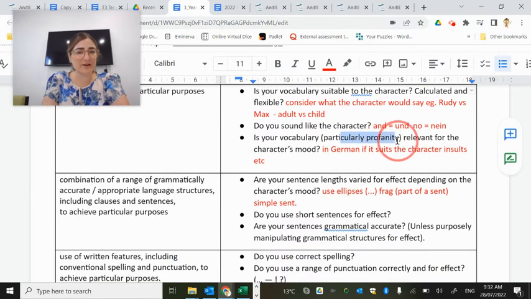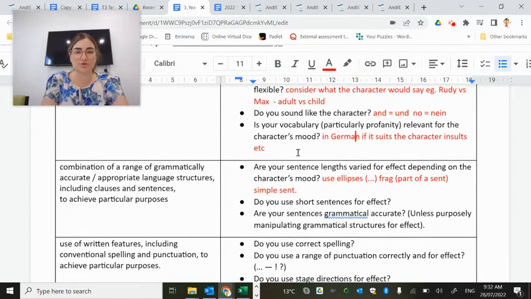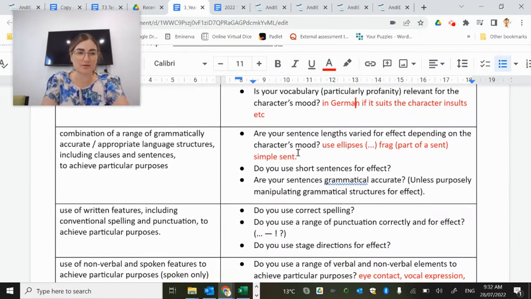Try to avoid swearing. There's not really any need for it. None of the characters really swear other than Rosa mutters some German profanity under her breath, and you could use that. But try to keep it minimal and make it suit the character.